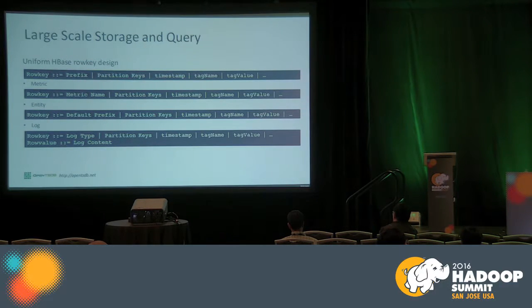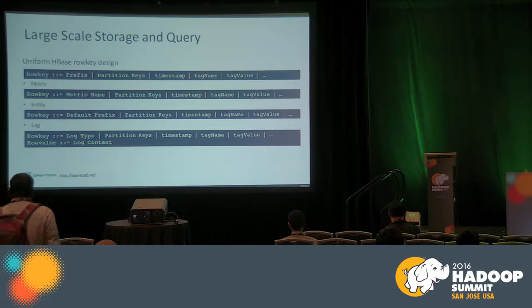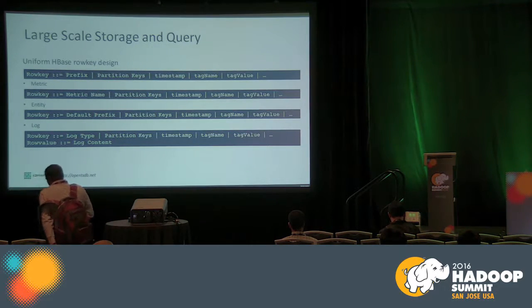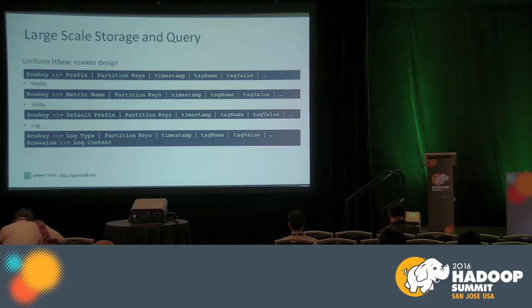Okay, this is a simple view of the row key setting. Our row key setting is inspired by OpenTSDB, but with our enhancements to support not only the metric type, but also the log type and the general entity type. Basically, it is prefix, partition keys, timestamp, and also all the tag values. This is how we store all the MR job logs and Spark job logs inside this ecosystem.